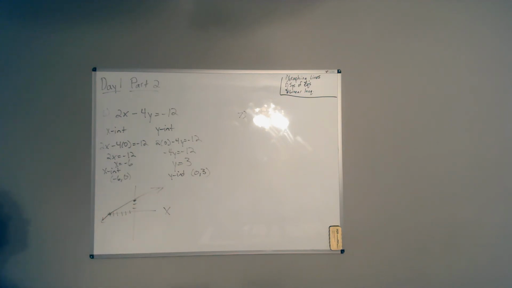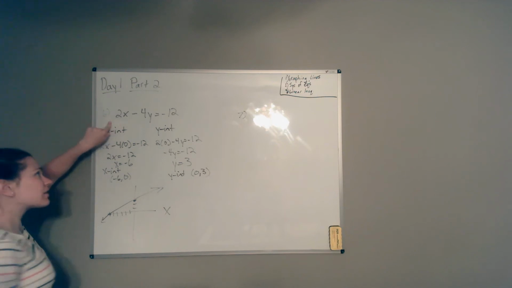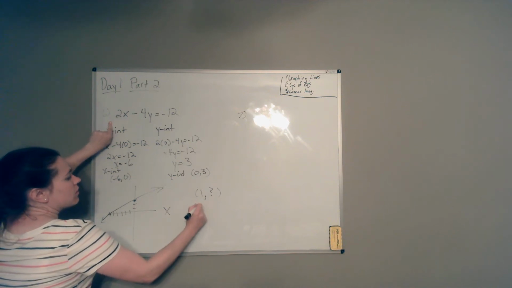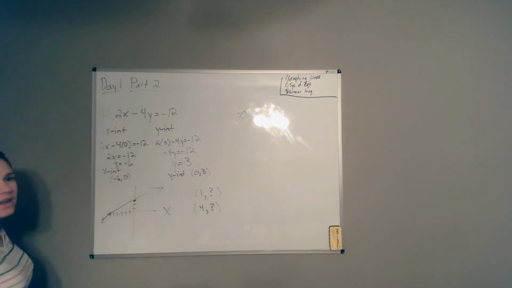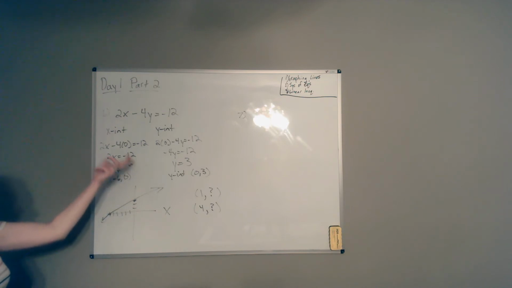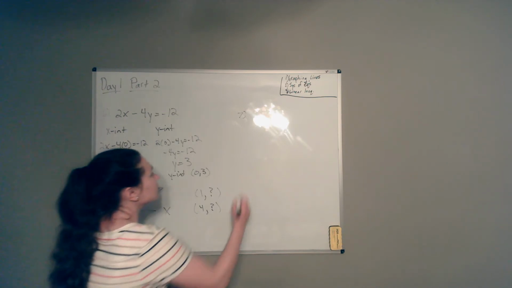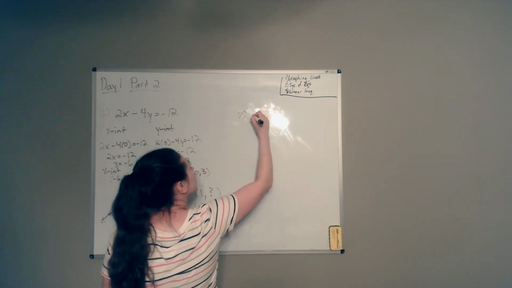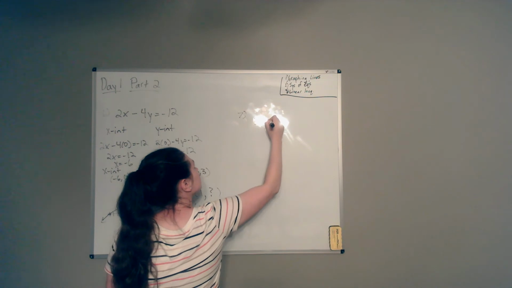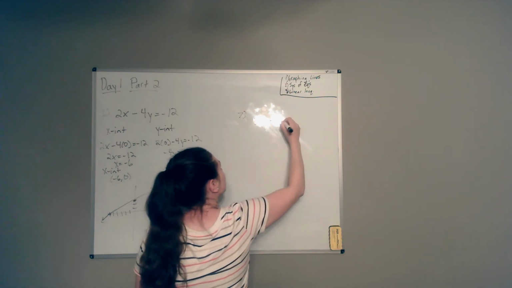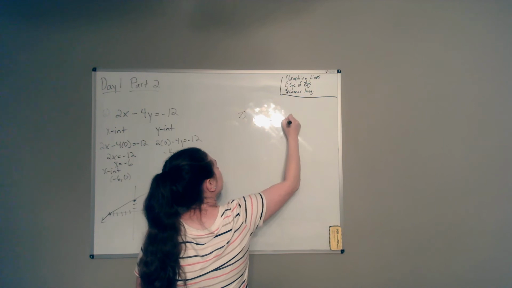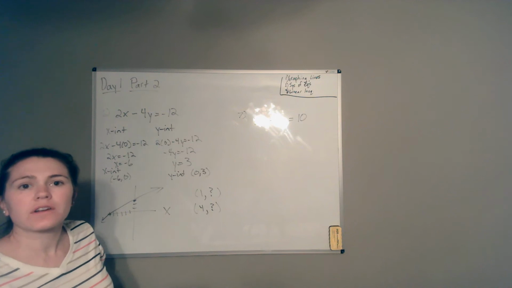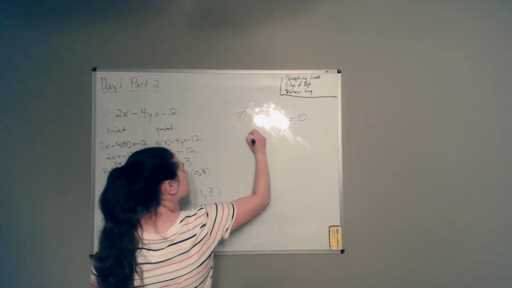And there's your line. If you really want to find any 2 random points, you could just plug 1 in and see what you get for y. You could plug 4 in and see what you get for y. And then you'd have 2 unique points that fall on any line. Number 7. So why don't we do 3x plus 4y equals 10. So standard form, so we're going to want to just get the x-intercept, get the y-intercept.